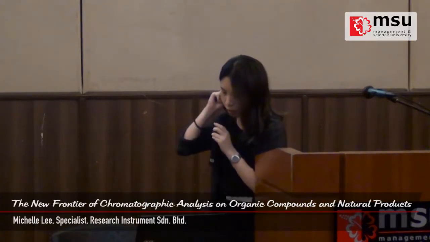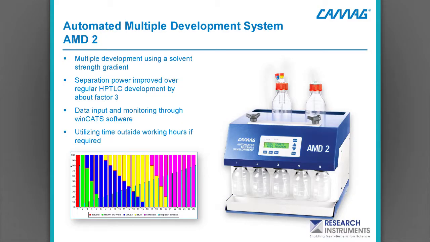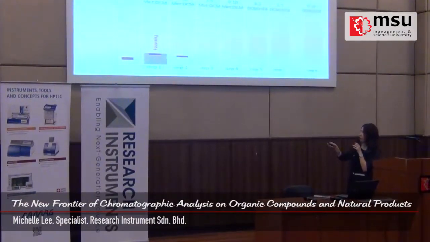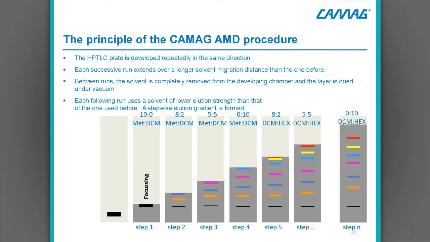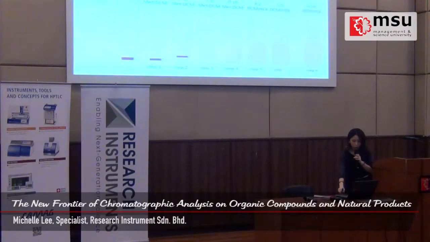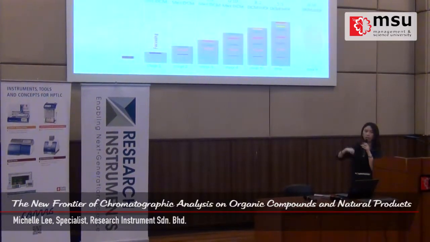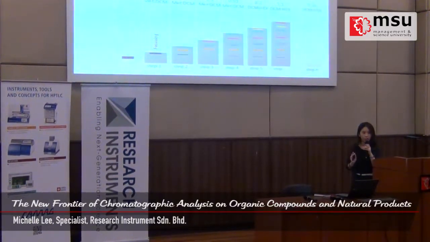I'll just quickly go through this one. Just now, the ADC2 is an isocratic development. This one is for the gradient development. The principle behind this is, let's say, first of all, I want to develop the plate with 100% methanol. It will develop until a certain distance that I want, and then move on to the next step. Let's say the next step is 80% methanol, 20% DCM, and then it will start to develop again, then change the composition and develop again, and keep on repeatedly developing your plates at different conditions. So this is how the gradient works.